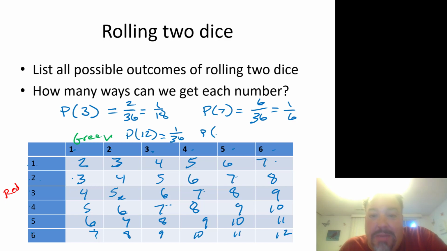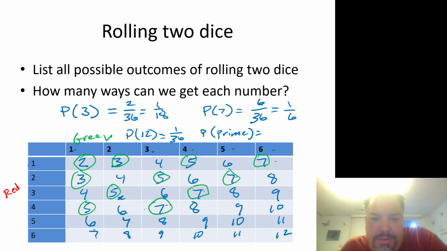And I could also say, what's the probability of rolling a prime number? So how many primes do we have? So here let's highlight our primes. So 2 is a prime, 3 is a prime, 5 is a prime, 6 not a prime, 7 is a prime. So we'll circle all those. 8 not a prime, 9's not a prime, 10's not a prime. Oh, 11, that's our last prime.